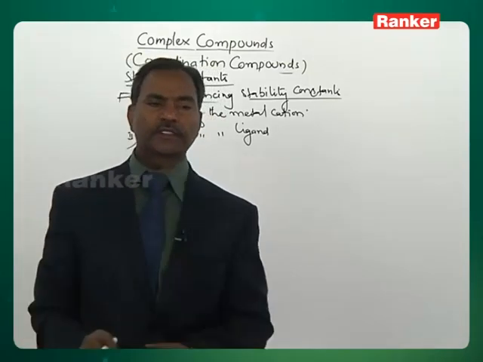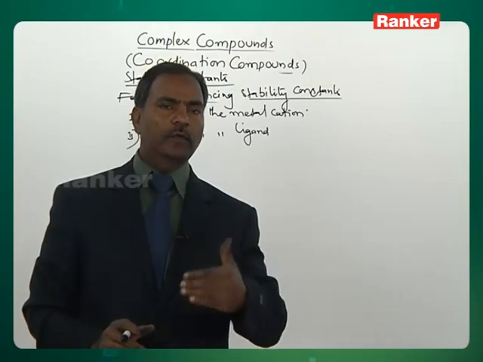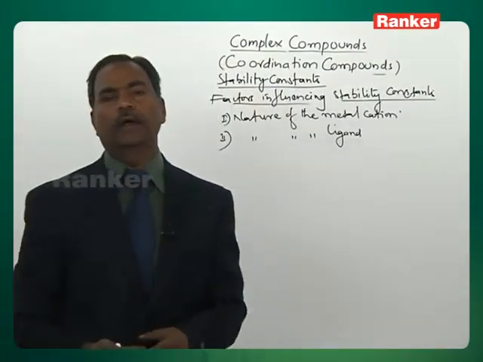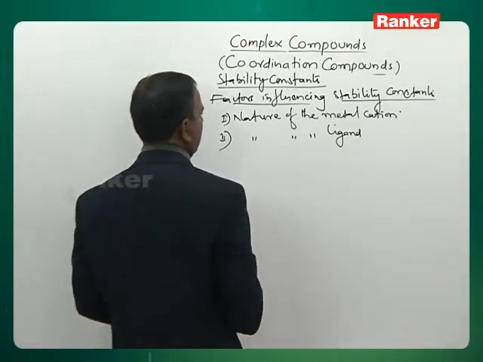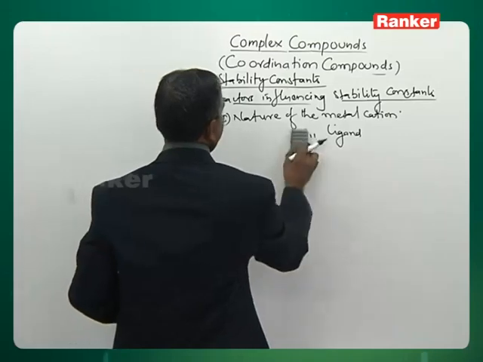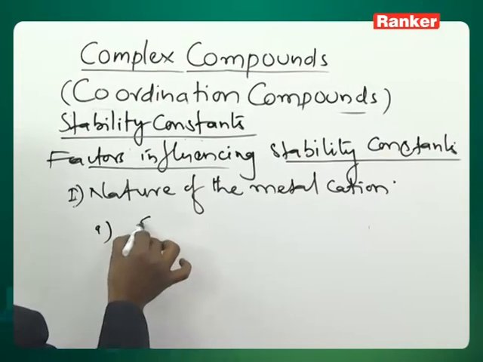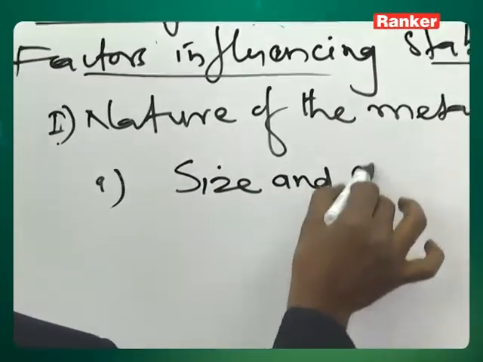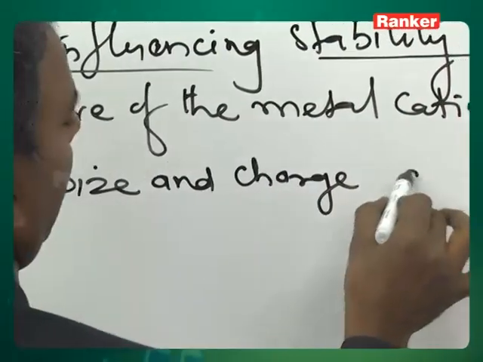Under these two factors, first let us discuss how the nature of the metal influences the stability of a complex. First, let us take the nature of the metal cation. Under this, let us first take the size and charge of the metal ion.